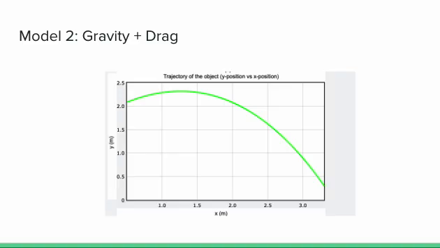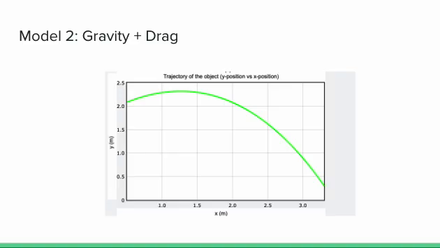In the gravity plus drag model, there's a little more complexity. I added a drag force that always opposes motion. Its magnitude scales with the speed squared. Its formula is Fd equals negative b v squared times v-hat, which is the vector v over its magnitude, the unit vector. I treat b as a fitting constant and adjust it until the predicted trajectory best matches the measured one.